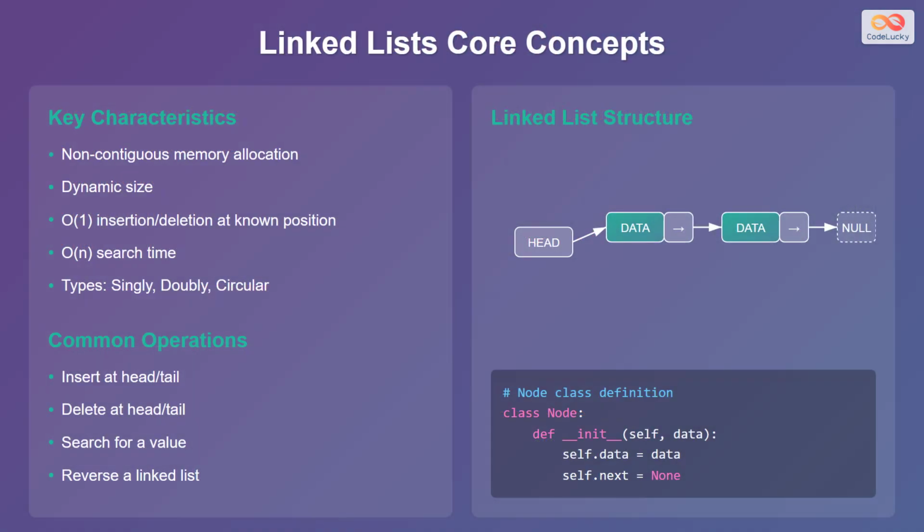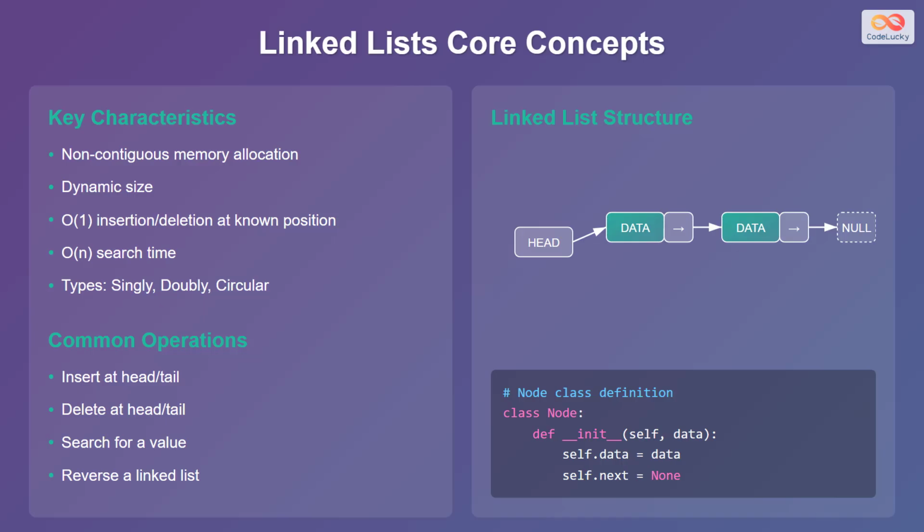Now let's explore linked lists, a fundamental data structure in computer science. First, linked lists use non-contiguous memory allocation, meaning elements are not stored next to each other in memory. Unlike arrays, linked lists have dynamic size, which allows them to grow or shrink as needed. Inserting and deleting elements at a known position in a linked list takes O(1) time, which is very efficient.